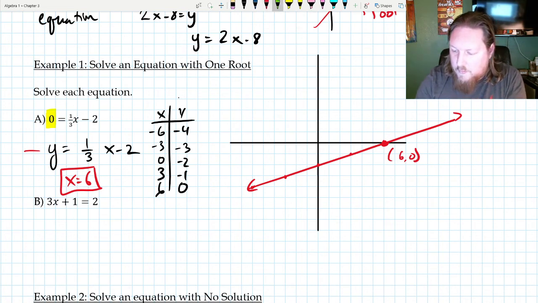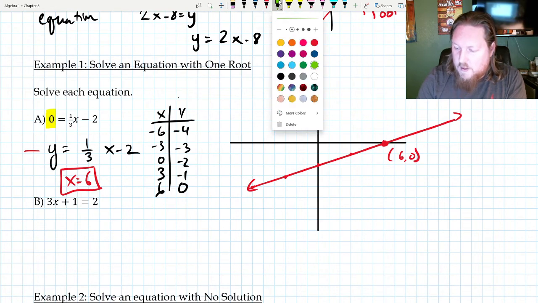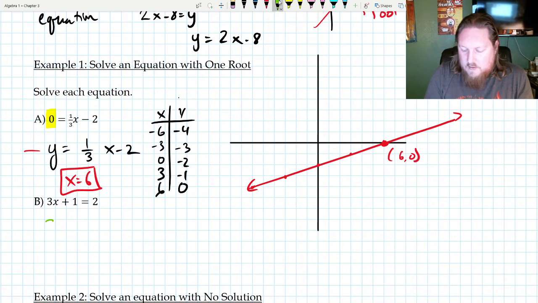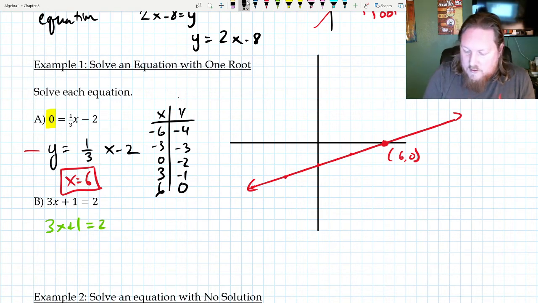Make my green marker a little bit bigger here. Had it thin for something else. So same kind of thing. I need this 3x plus 1 equals 2. I need to set it equal to 0. So I'm going to subtract 2 from both sides. And I get 3x plus 1 equals 0. Now it's solved for 0. Substitute y in for that 0. So I get the equation y equals 3x plus 1.